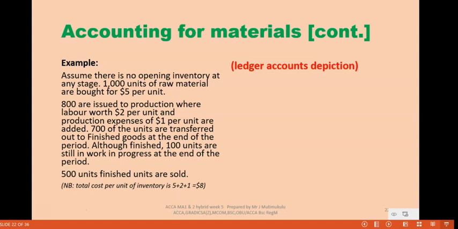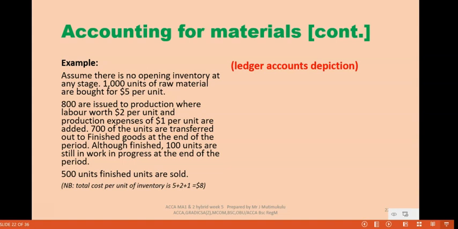So you can just pause the video and read this question. Assume there is no opening inventory at any stage. 1,000 units of raw material are bought for $5 per unit. 800 are issued to production where labor worth $2 per unit and production expenses of $1 per unit are added. 700 of the units are transferred out to finished goods at the end of the period. Although finished, 100 units are still in work in progress at the end of the period. 500 finished units are sold. That's the information which we are given.